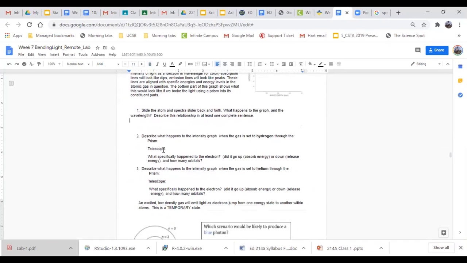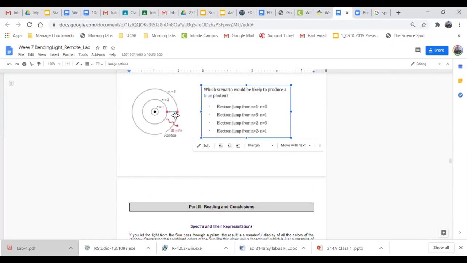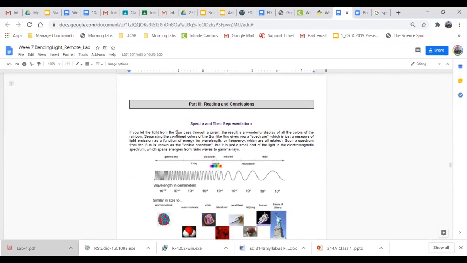So here I have some questions for you. Make sure you're reading them carefully, describing what happens to the intensity graph in terms of the prism and the telescope, and describing what happens when you look at both hydrogen and helium. Here, showing that atomic model again, you're circling what scenario would likely produce a blue photon. There's nothing in here for this week that you have to screen capture.